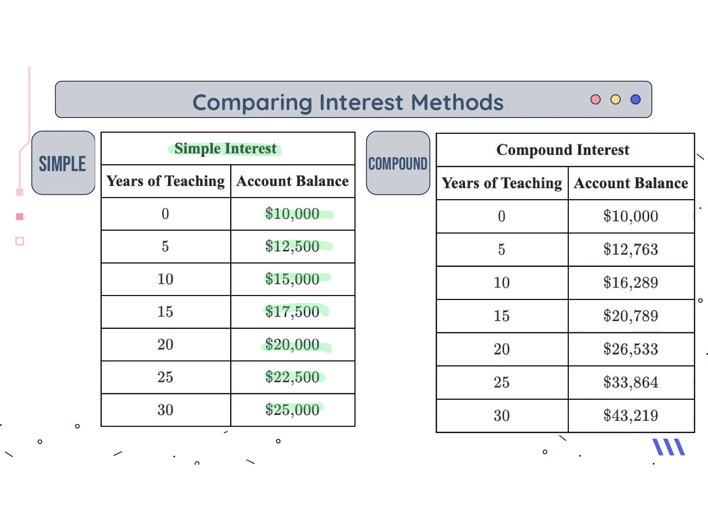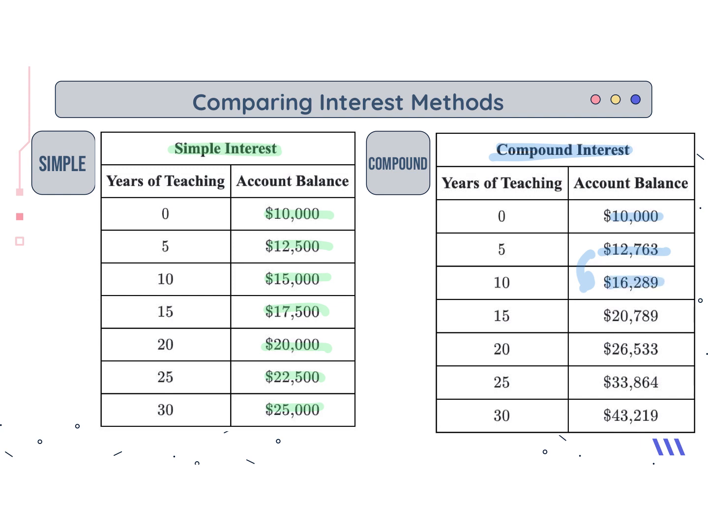Now what I want you to do is take a look over here at this compound interest amount. Again, we start out at the same balance. After the first 5 years, you can see that it's grown by $2,763, which is actually more than the simple interest. But what I want you to understand is the leap right here.